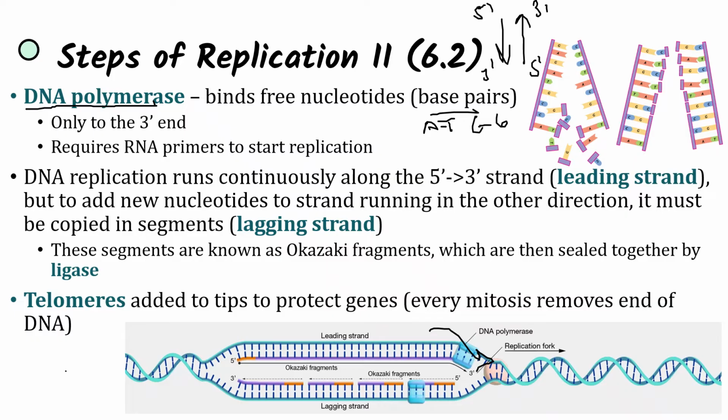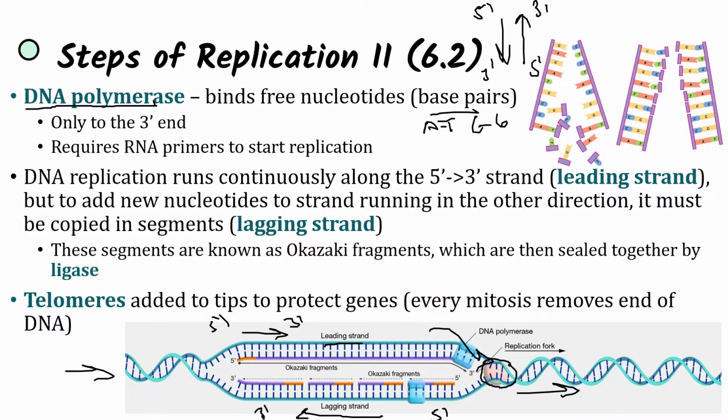So for instance, over here we can see here's our leading strand, here's our replication fork, and helicase is unwinding the enzymes. It's going in this direction, and so the strand that runs in this direction from the 5' to 3' carbon, DNA polymerase has no issue with running continuously and base pairing free nucleotides. However, to add nucleotides to the other strand, the strand that it's running in 5' to 3', but it's running in the opposite direction, it must be copied in segments. And these are known as Okazaki fragments. So Okazaki fragments are formed on the lagging strand, which are then sealed together by ligase.